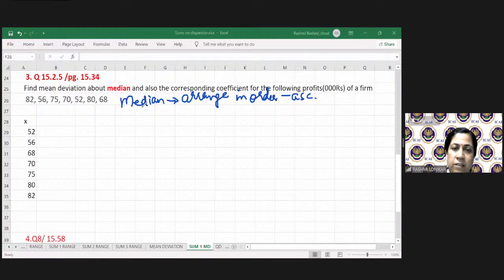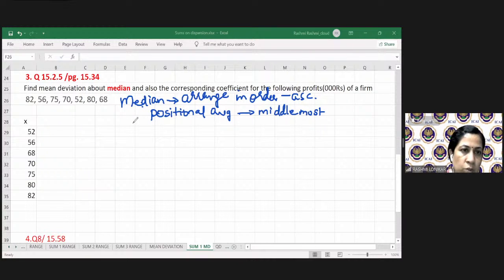Now what does median give? It gives me the positional average. Middle-most number. I have to take the middle-most number. How many numbers do I have? 1, 2, 3, 4, 5, 6, 7, so I have 7 numbers. So this is my median, okay. My median is 70. Now what I have to find out is x minus my median.